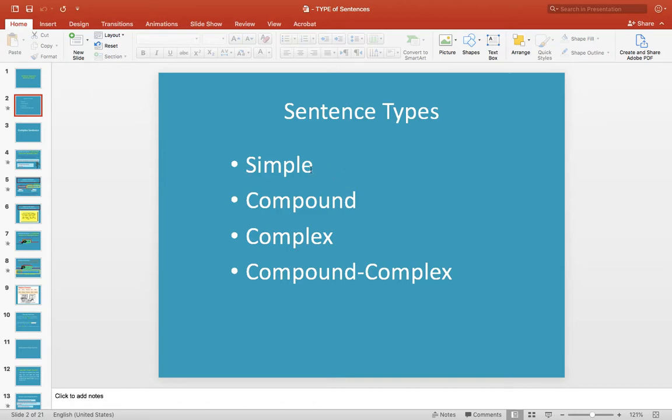A very quick reminder, a simple sentence is made up of one independent clause, whereas a compound sentence is made up of two independent clauses joined by either a coordinating conjunction or a semicolon.